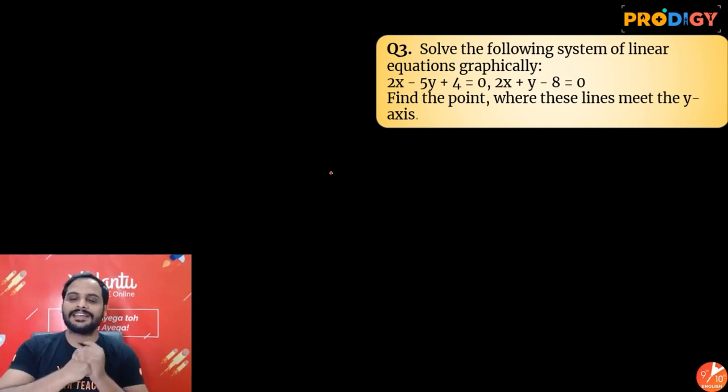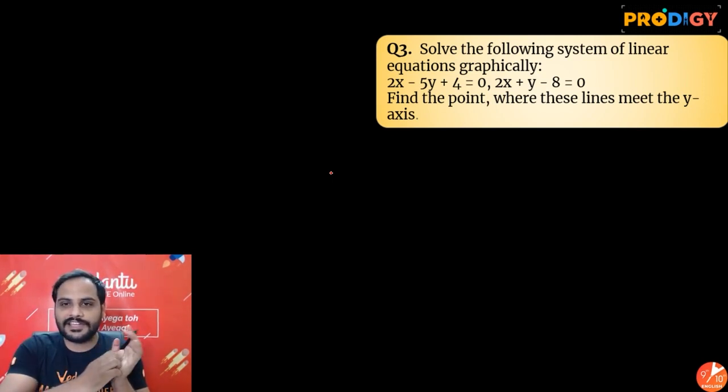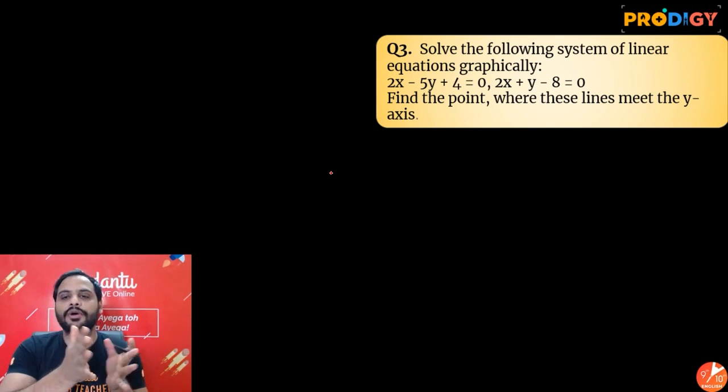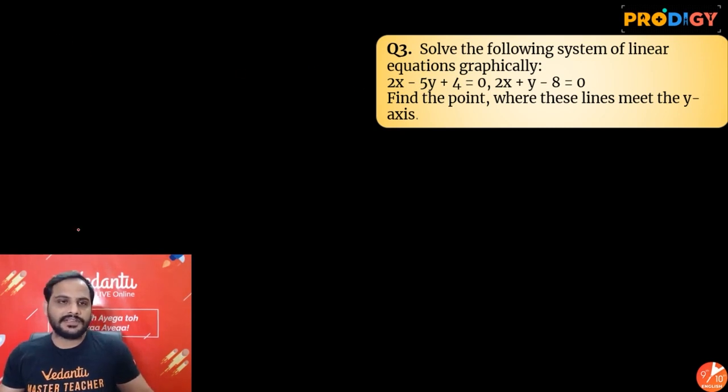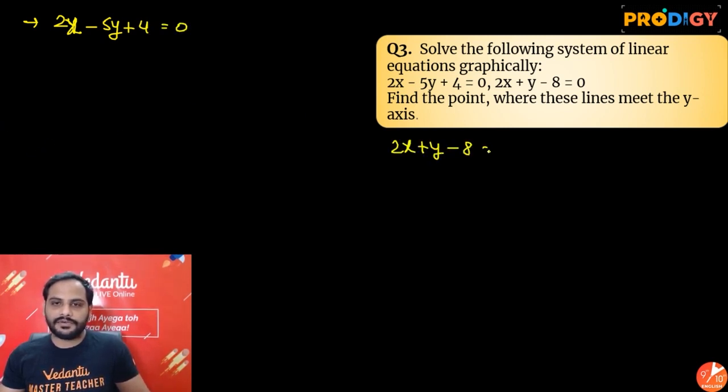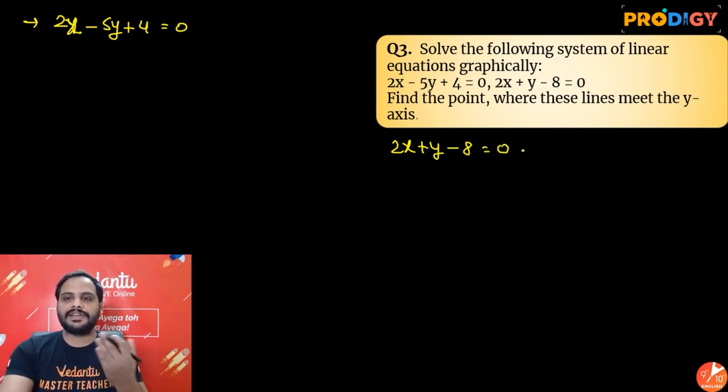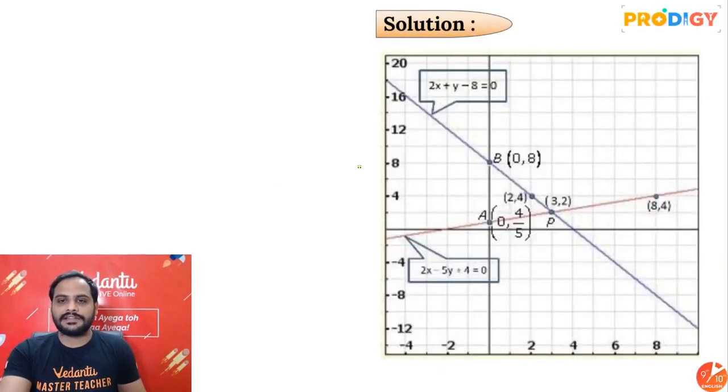The next question is this: solve the following system of linear equations graphically. Find the point where these lines meet the y-axis. So we already know how to find the solutions for these two equations: 2x minus 5y plus 4 equal to 0, and the other equation is 2x plus y minus 8 equal to 0. We have to find the solution, and when we plot them we will get the graph.